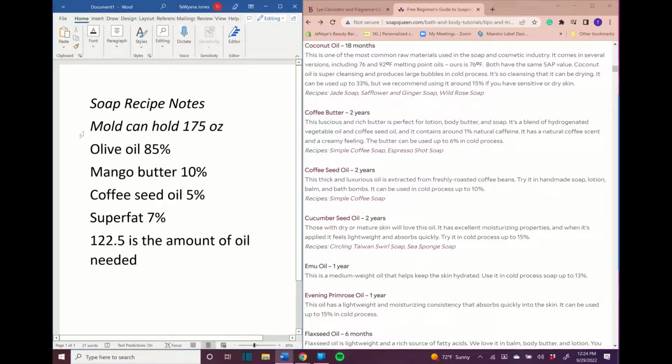And of course, your percentage of your oils have to come up to 100%. So I have the 85 plus the 5, that's 90, then the 10, that's 100. Make sure that your oils are equaling up to 100% when you're doing this. But when you go to plug it into the lye calculator, it'll let you know if you're not at 100% anyway.